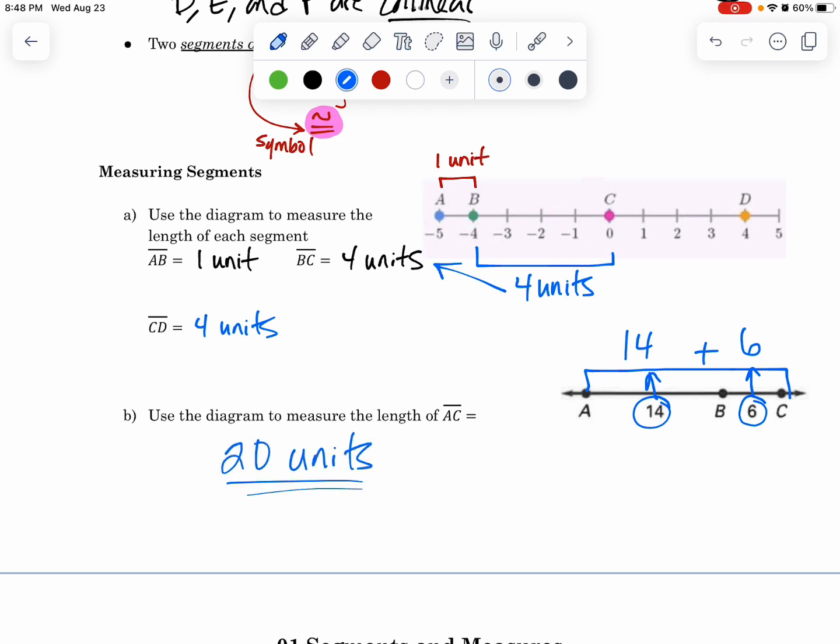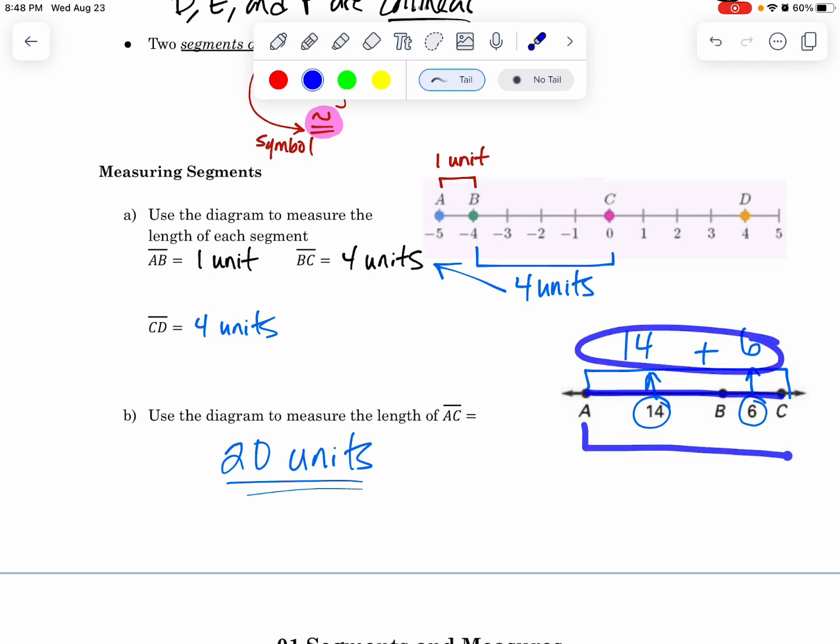Okay, so it is that simple that we can just kind of look at our diagram. If from A to B is 14 and then from B to C is 6, we can add those together to get the entire thing, which is 20 units. Okay, cool. Let's try a couple in class now.